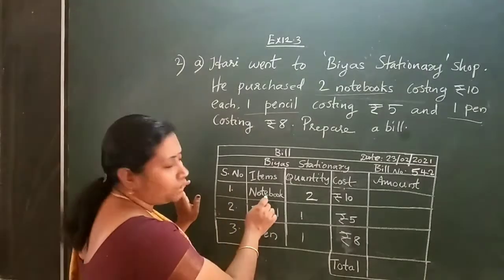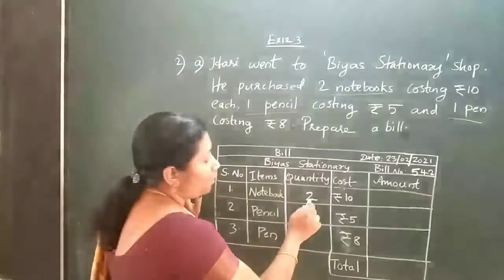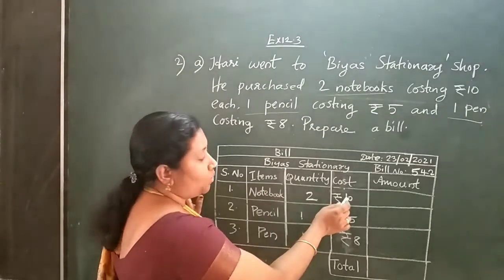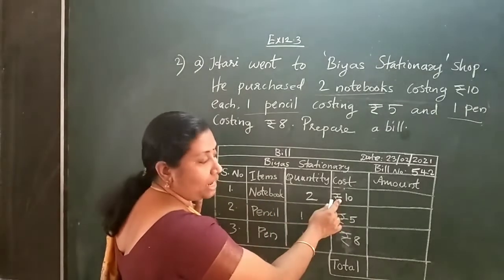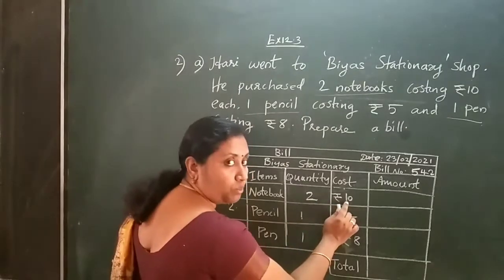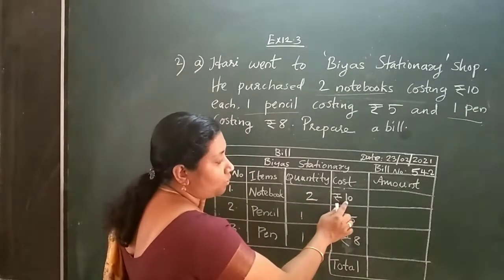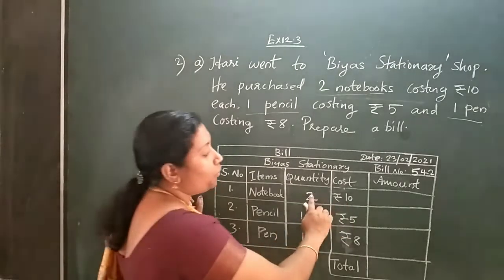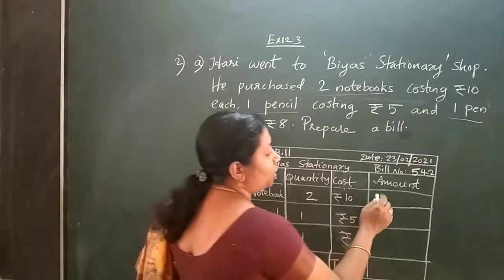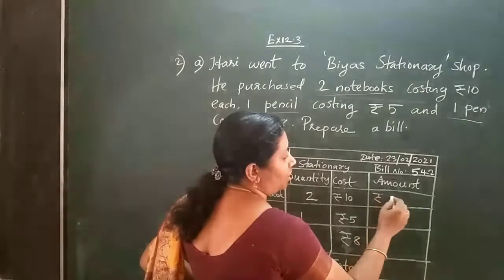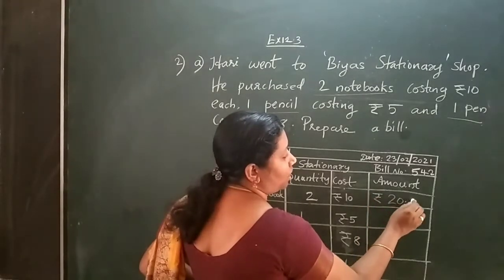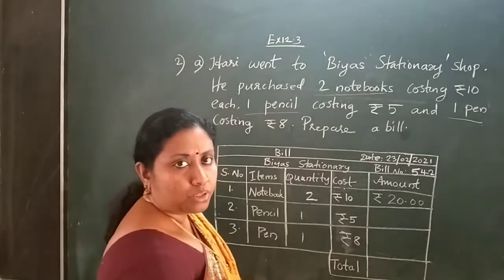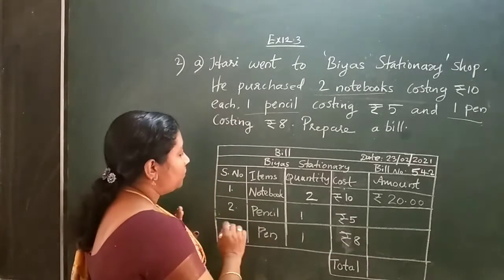Then which is our first item? Notebook. Number of notebooks, 2. Then what is the cost of each notebook? Cost of each notebook is rupees 10. So what is the cost of 2 notebooks? Each notebook costs 10 rupees, so 2 into 10. What is 2 into 10? 2 into 10 is 20. So here you write 20. There is no paise, so you simply put 2 zeros, otherwise also it is no problem.